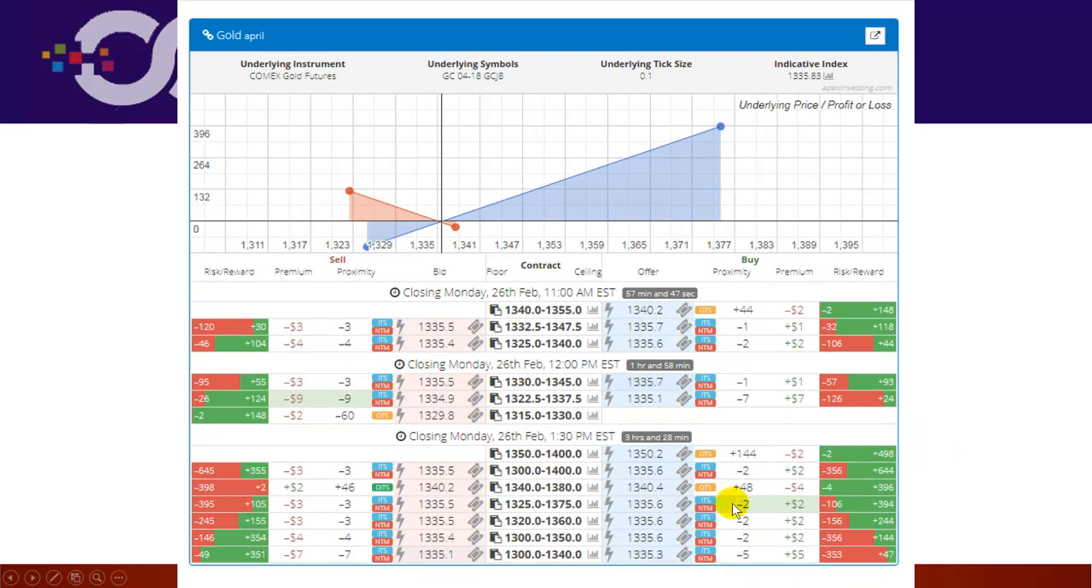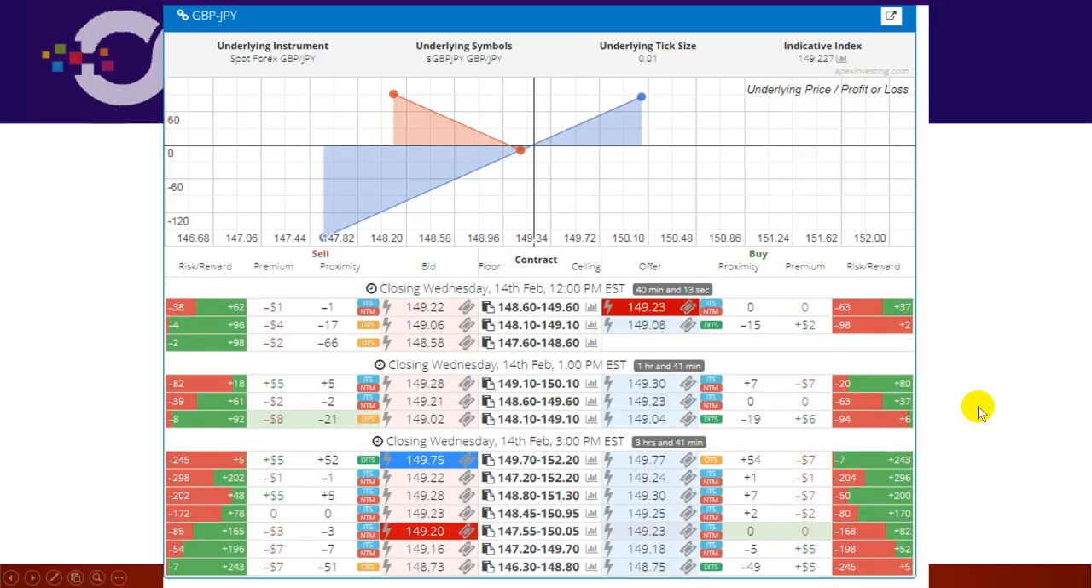Gold. So got this contract right here, $9 risk, 26 ticks proximity. Gives me a hedge for 2 hours. I got 4 hours for my trade. Yeah, that's fantastic.